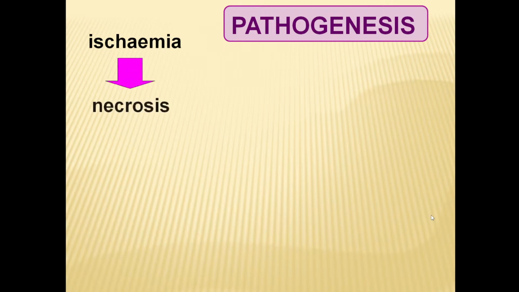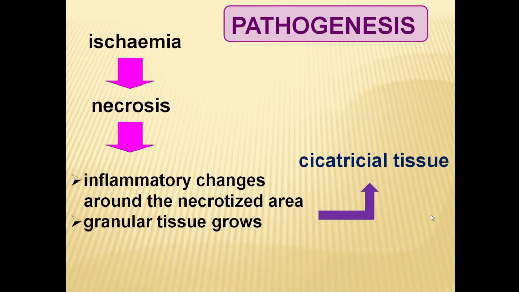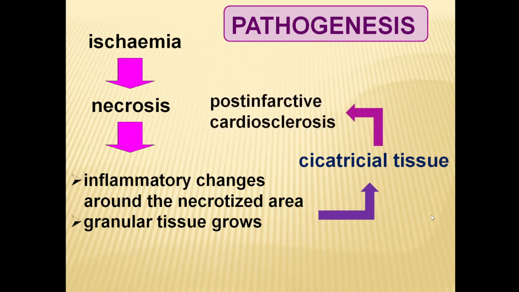If we stop on pathogenesis, the initial period of myocardial infarction is characterized by ischemia because of short-time obstruction of coronary vessels, manifested with an ischemic process in the heart muscle. Later, it is transformed into necrosis. After some time, around the necrotized area there will be inflammatory changes which usually finish with formation of granular tissue. In other words, with formation of a post-infarction scar, growth of cicatricial tissue. It is the optimal finish of myocardial infarction, with formation of post-infarctive cardiosclerosis.